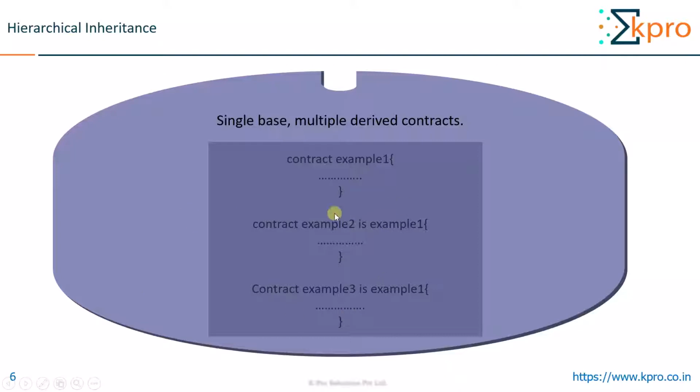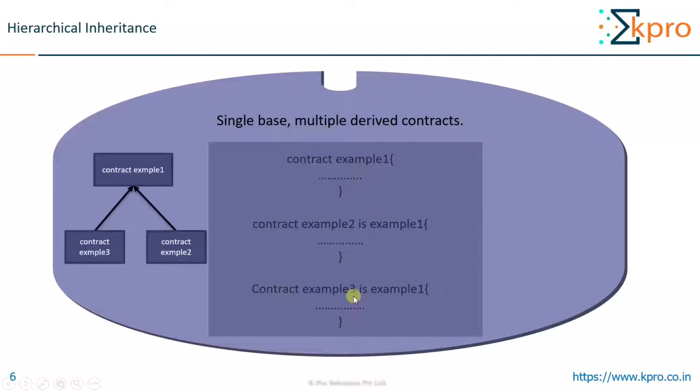So in this example, you can see we have the single base contract, that is example 1, from which this example 2 is inheriting and even example 3 is inheriting. So this is basically what the hierarchical inheritance looks like. That is, we have the contract example 1 from which example 2 is inheriting and example 3 is inheriting. Now let us have a look at an example of this hierarchical inheritance.